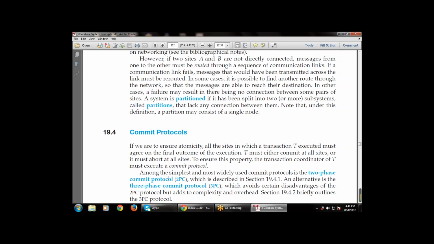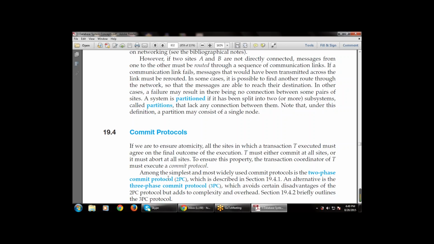Among the simplest and most widely used commit protocols is the two-phase commit protocol, that is, 2PC. An alternative, the three-phase commit protocol, is also used to avoid certain disadvantages of the 2PC protocol. It is better than the two-phase commit protocol.